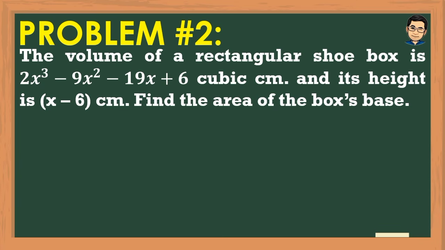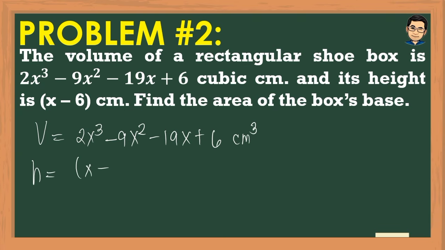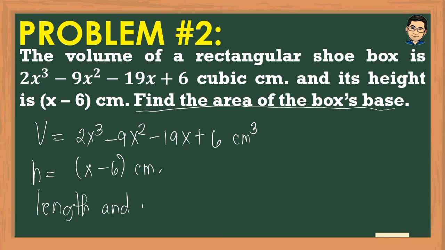So ang nawawalang dimensions po natin dito, so ilista lang po natin again, yung volume, 2x cubed minus 9x squared minus 19x plus 6 cubic centimeter. And then yung height natin given then, which is x minus 6 centimeters. So find the area of the box base. So bakit meron tayong word na area? It's because yung two other dimensions ng rectangular box na to, yung length, and then yung width. Diba?